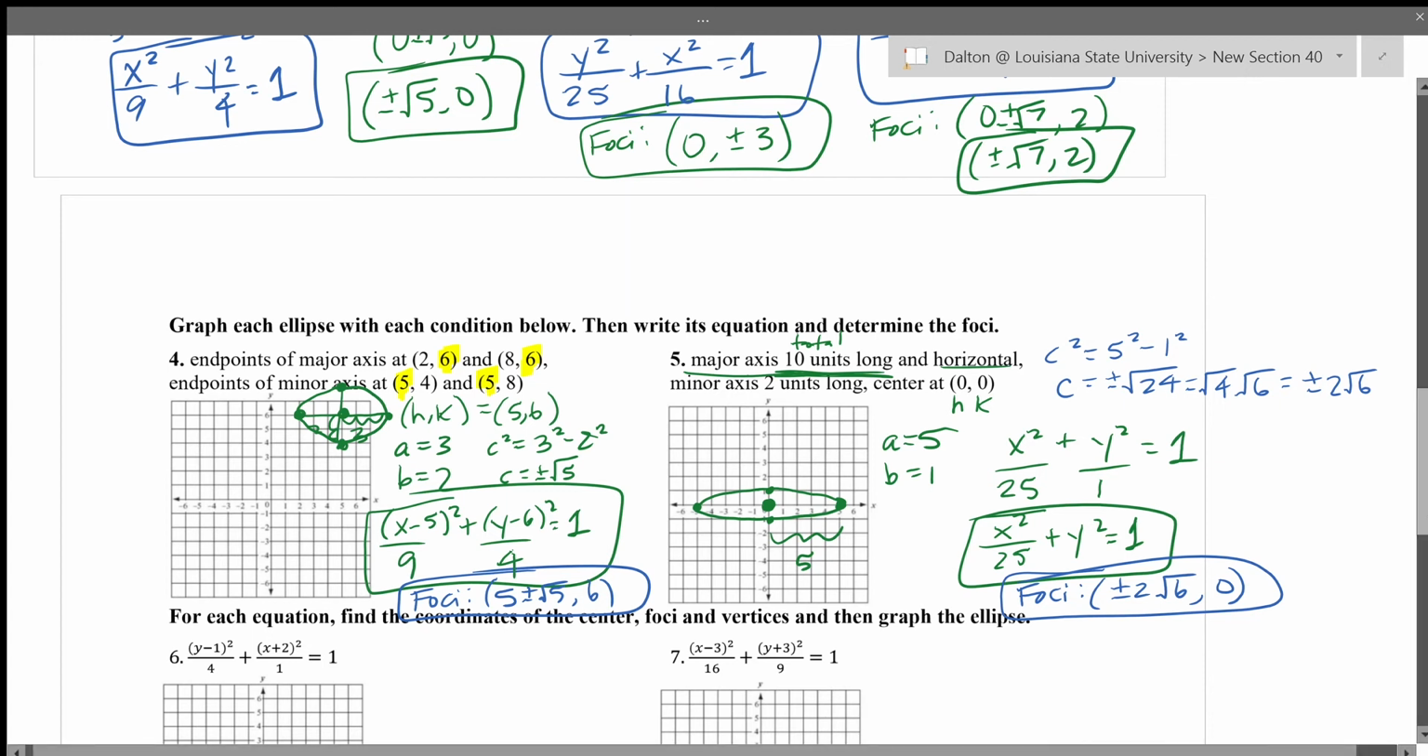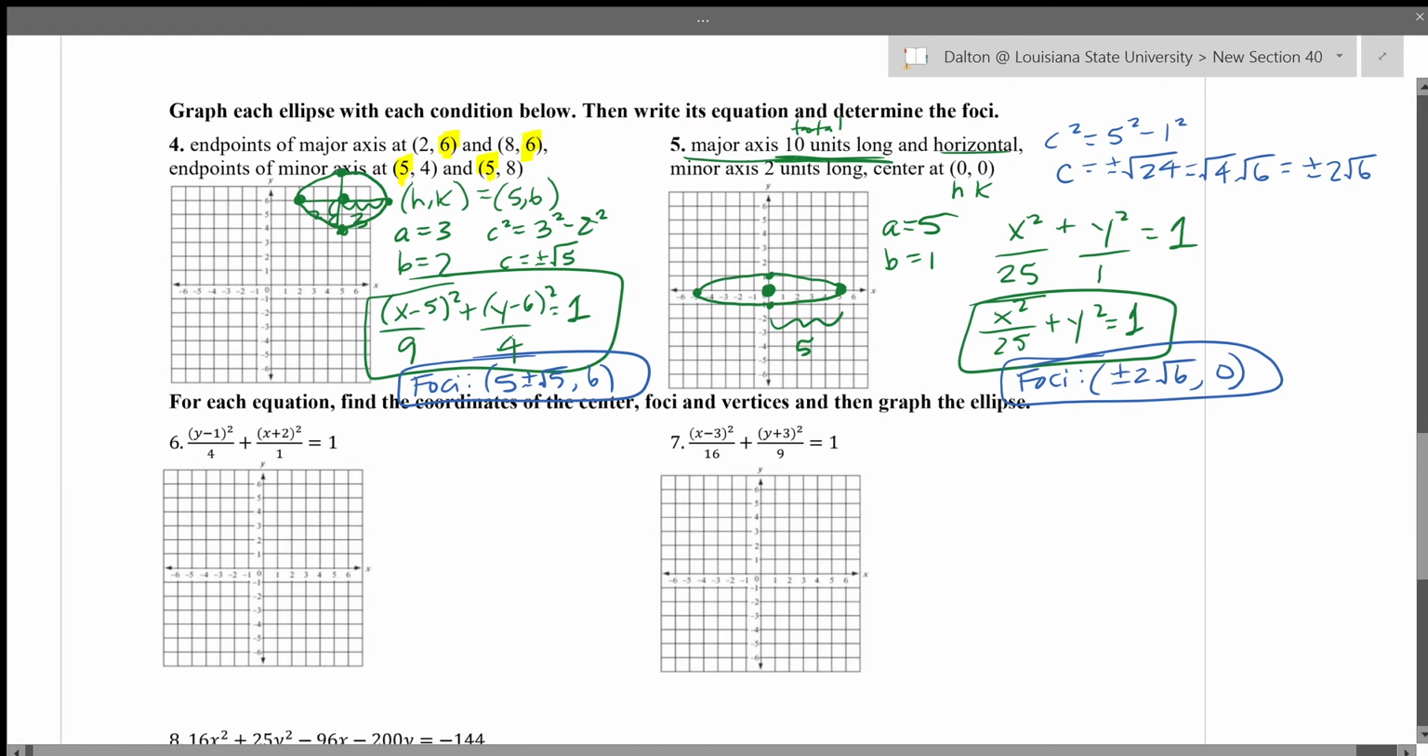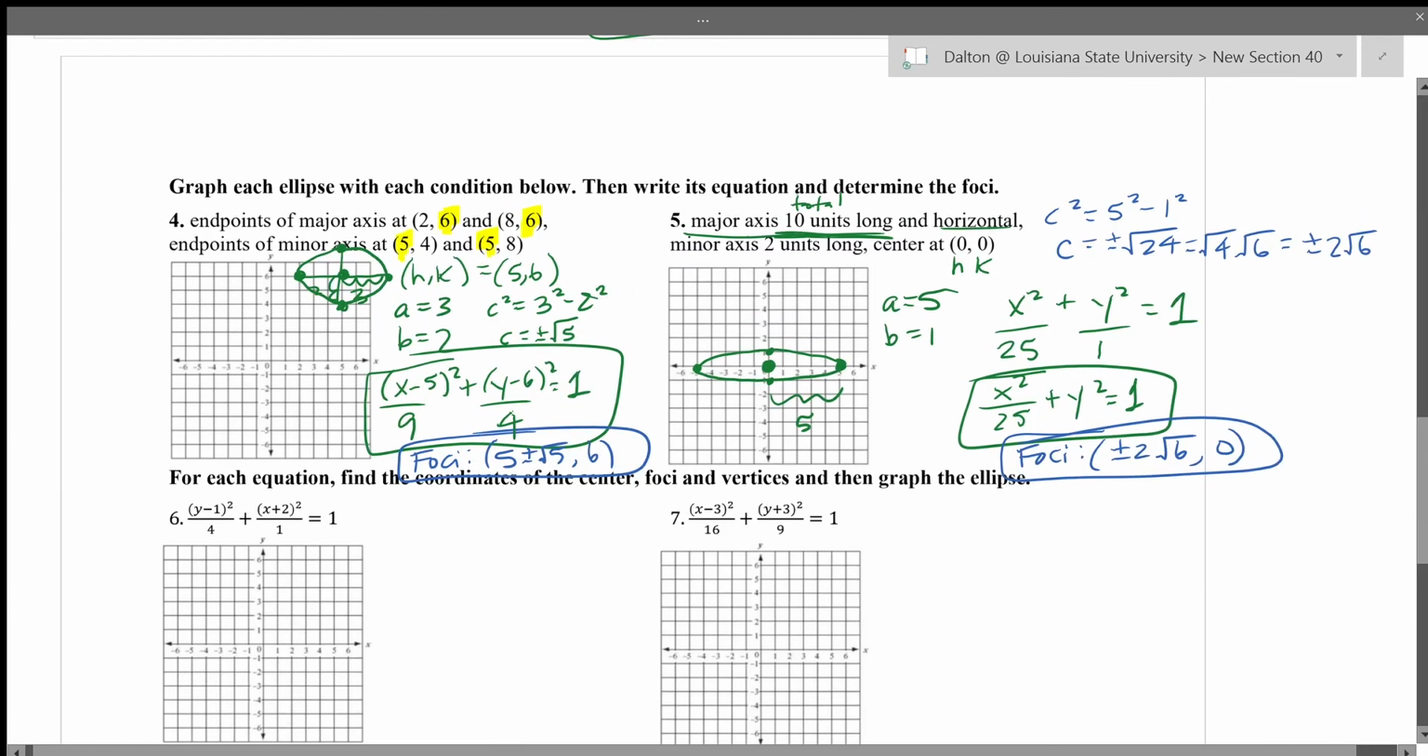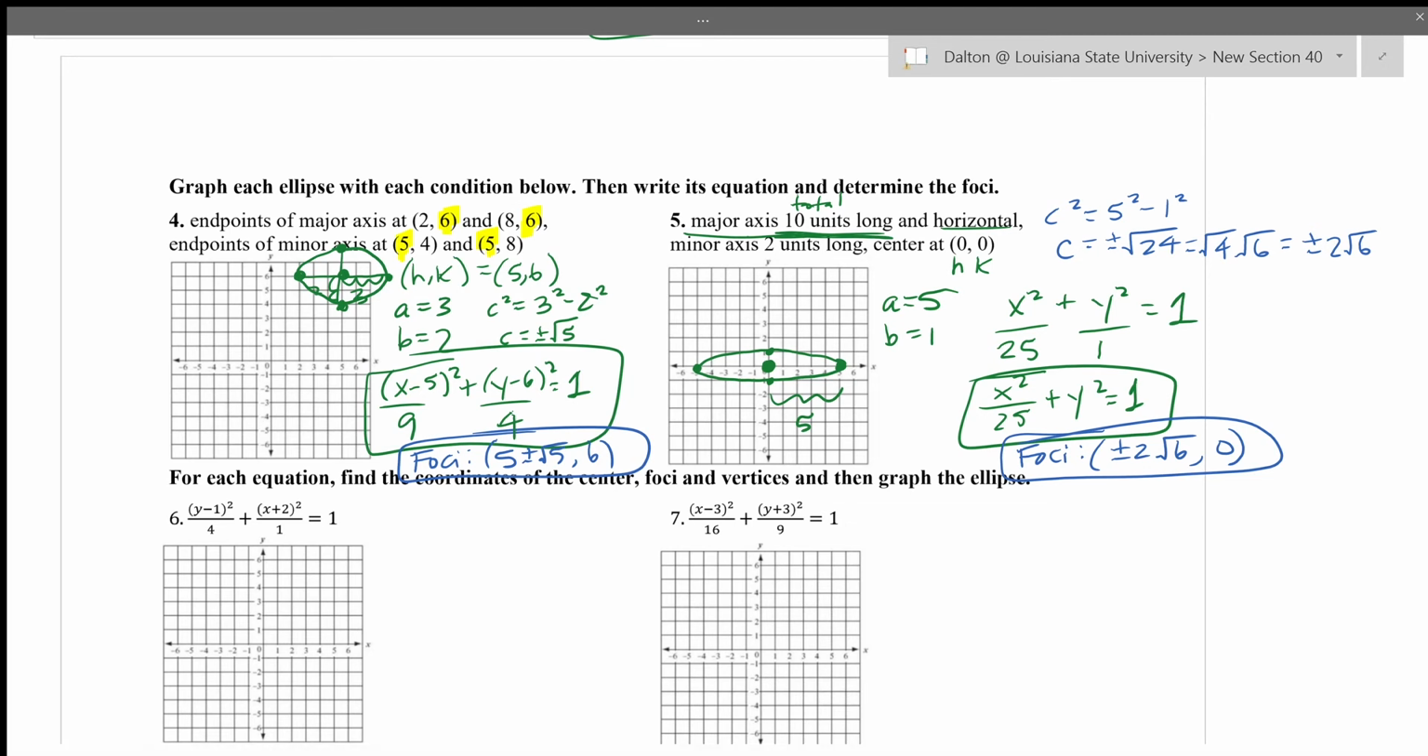Okay. These last 4 questions are backwards. Instead of asking you for the equation, I'm giving you the equation, and I'm asking you for the center, the foci, and the vertices, and then I want you to graph it based on that information.